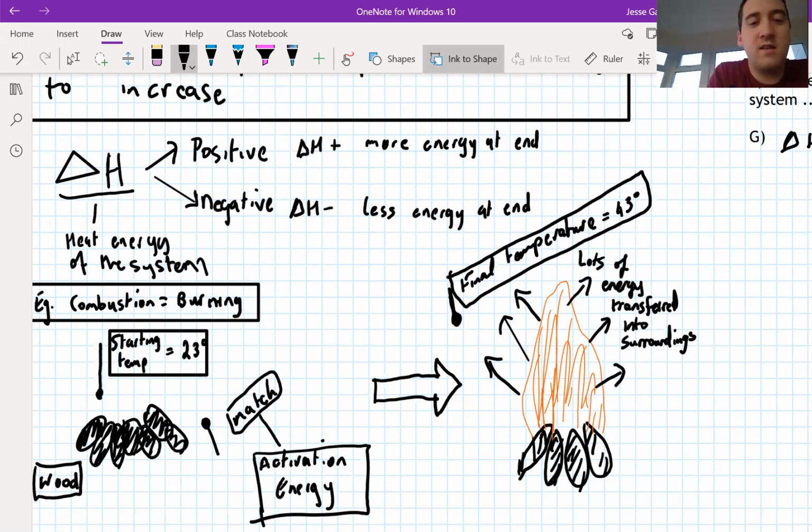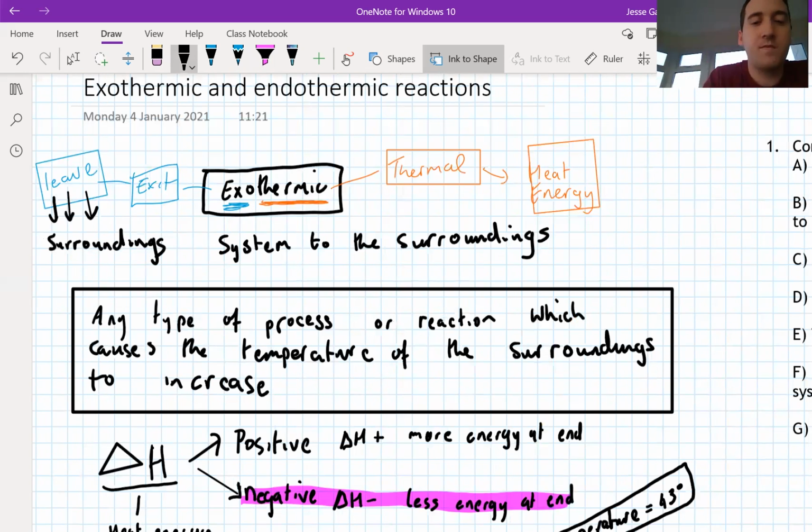Then this is exothermic. So this is how you will know that the reaction is exothermic. So exothermic, delta H is negative. I really want you to think about why it's negative, because that's a better way of trying to remember it than just learning off delta H is negative for exothermic reaction. It's negative because there is less energy in the system at the end.